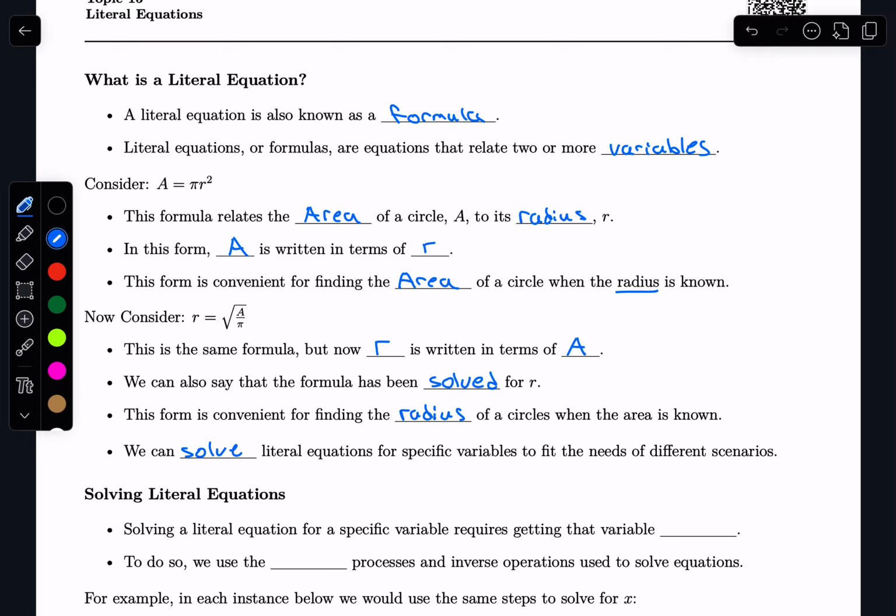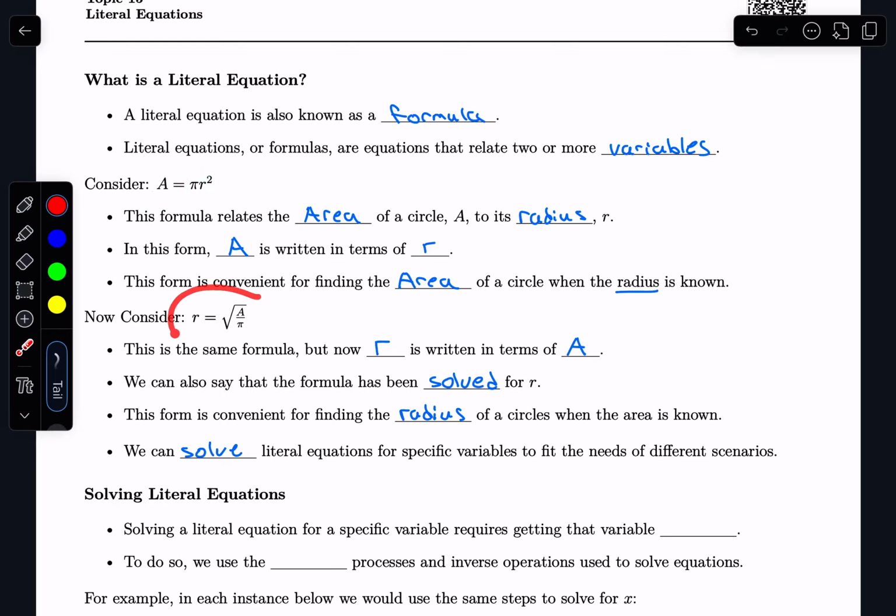So what we're going to be doing in this lesson is I'm going to give you a whole bunch of seemingly random formulas, and we're going to practice solving for specific variables. But then at the end, I'm going to give us an application where we have an actual reason to solve. And generally speaking, we want to solve a literal equation when we have to do the same thing more than once. So imagine that I have a whole bunch of radii, so the radius of a whole bunch of different circles, and I want to calculate all the areas.